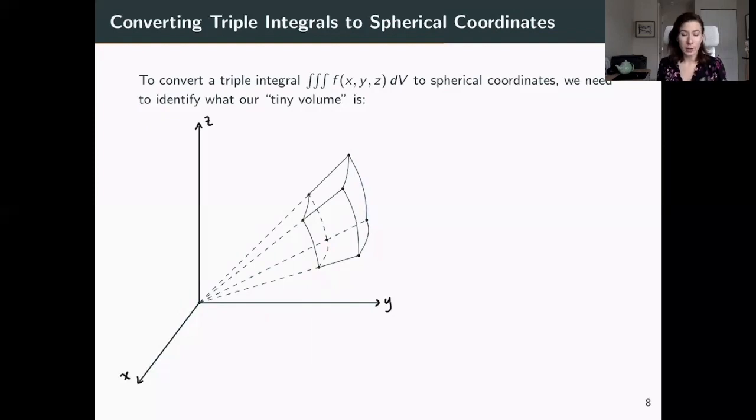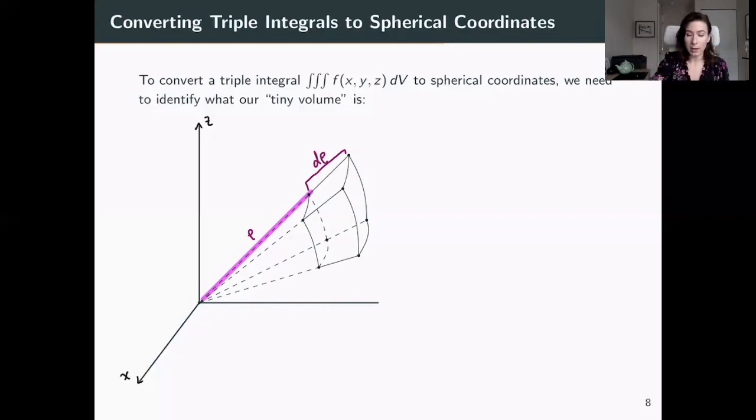Before we convert our triple integral into spherical coordinates, we need to identify what our tiny volume is. To set this up, we need to account for our change in rho, phi, and theta. Remember from the previous slide that I recommended when dealing with spherical coordinates, it's easiest to start with rho, then go to phi, and then go to theta. That's exactly what we're going to do here. We can highlight this distance here as my distance rho. And then this distance here could be my little change, d rho.